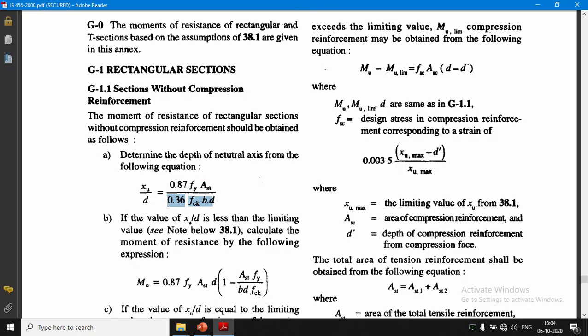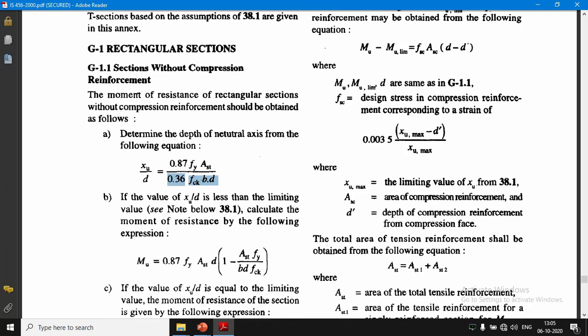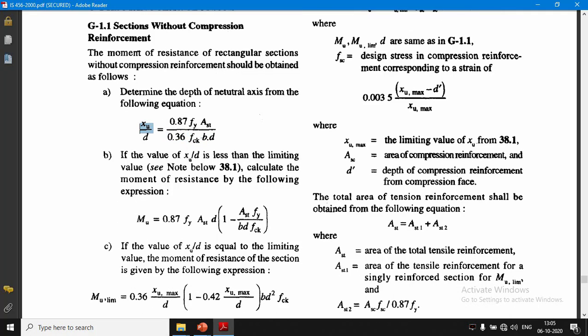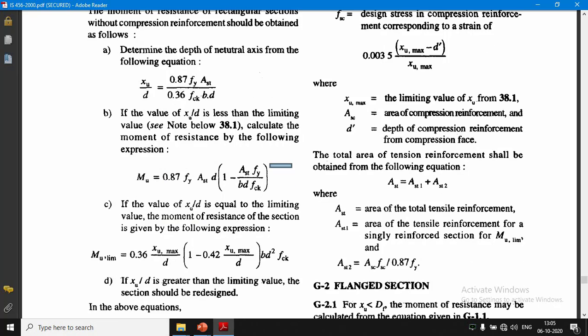So we have to calculate the depth of the neutral axis. How to calculate the depth of the neutral axis? That is xu by d equal to 0.87 fy into Ast divided by 0.36 fck into bd. With the help of this formula we can calculate the depth of the neutral axis. If the value of xu by d is less than the limiting value, which we have calculated previously, calculate the moment by this formula: 0.87 fy Ast d into bracket of 1 minus Ast fy divided by bd fck.